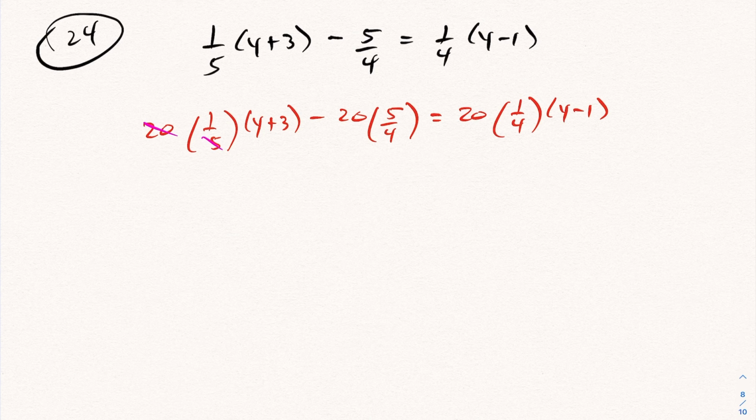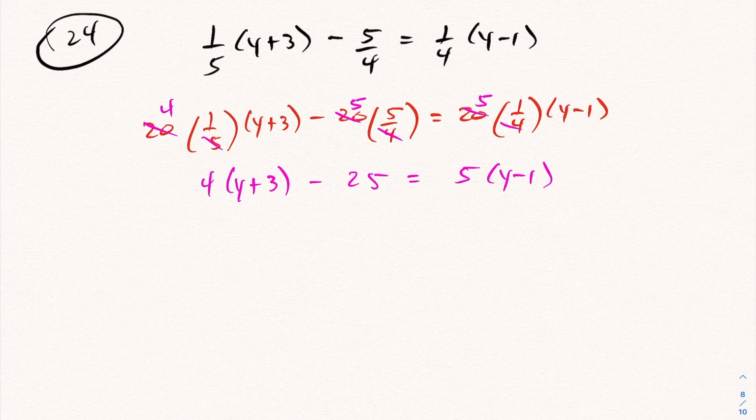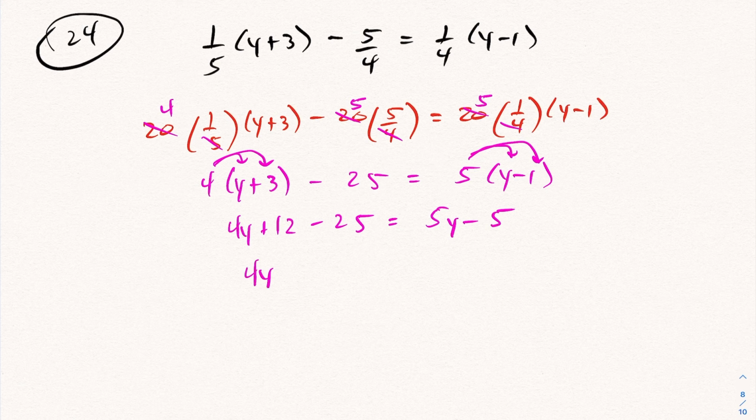Now the 20 and the 5 reduce to become 4. 20 and the 4 reduce to become 5. And that reduces to become 5. So this becomes 4 times y plus 3 minus 25 is 5 times y minus 1. So now I can go ahead and solve for y, but first I have to do that distribution. So this becomes 4y plus 12 minus 25 is 5y minus 5. Then I'm going to collect like terms. So I have positive 12 minus 25 is minus 13.